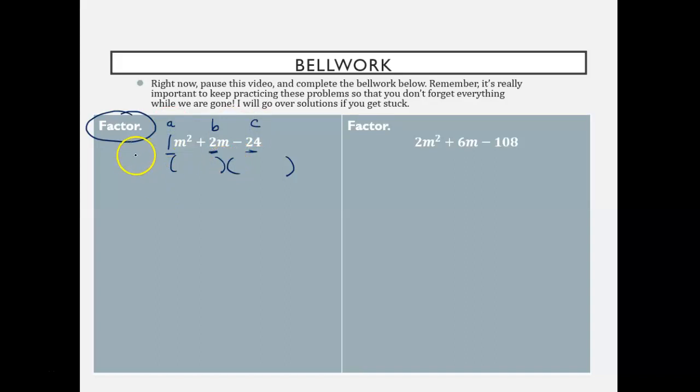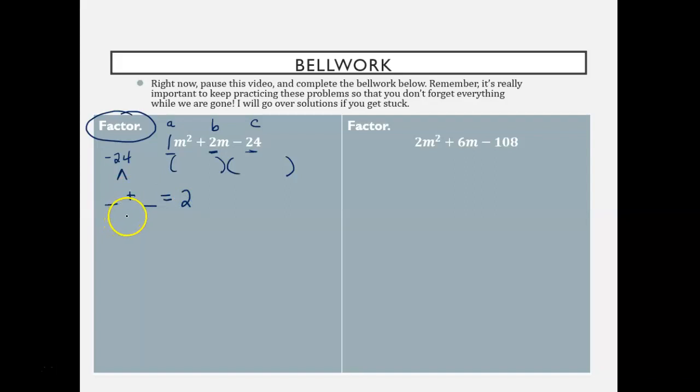The trinomial has to have 4 terms to be able to factor, so I'm going to start with my ABC tree. I'm going to multiply A times C, that gives me negative 24. I'm looking for two numbers that multiply to be negative 24 and add to be 2. If you don't know, you go through the whole list.